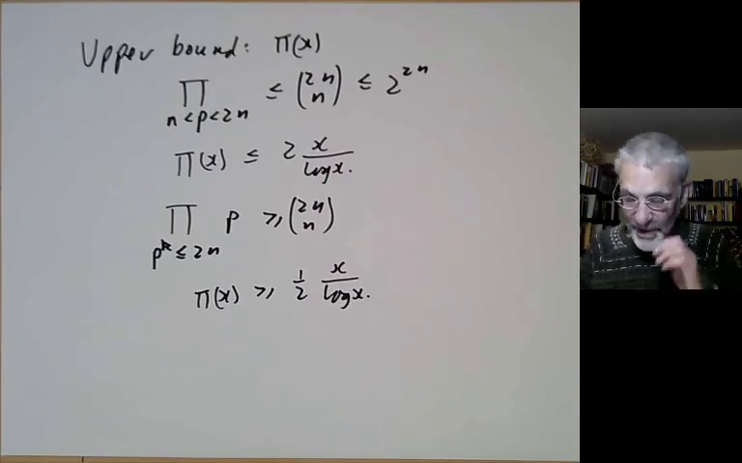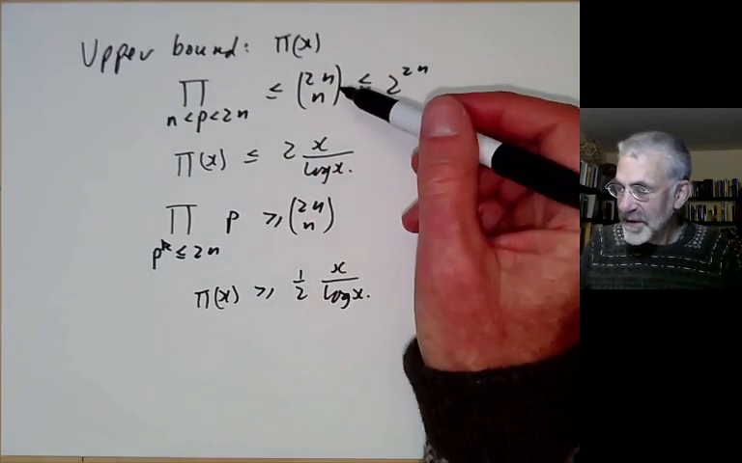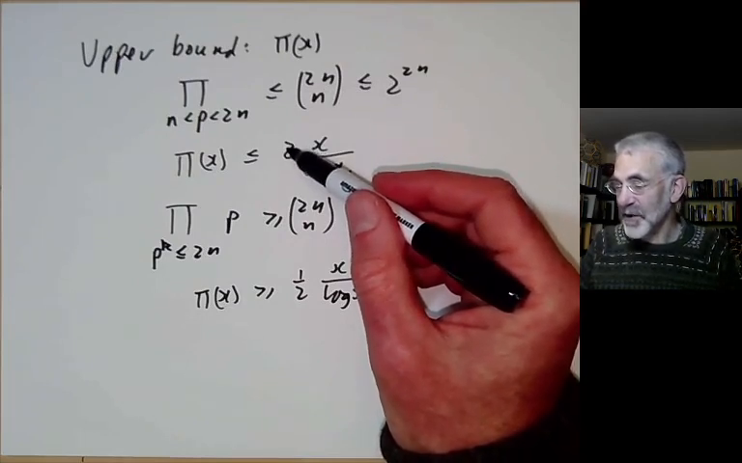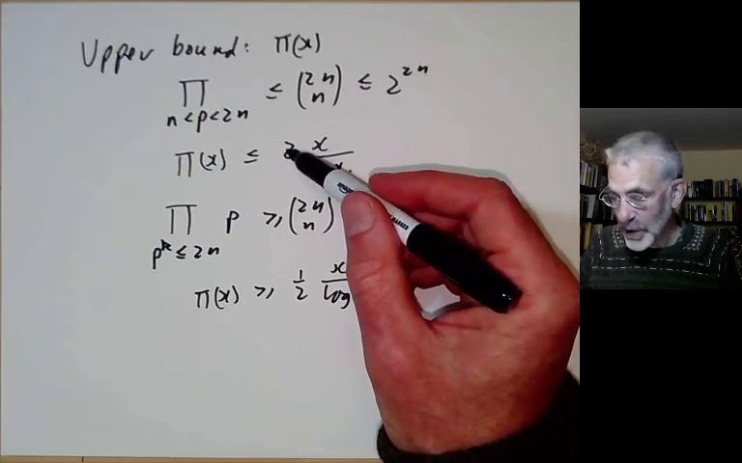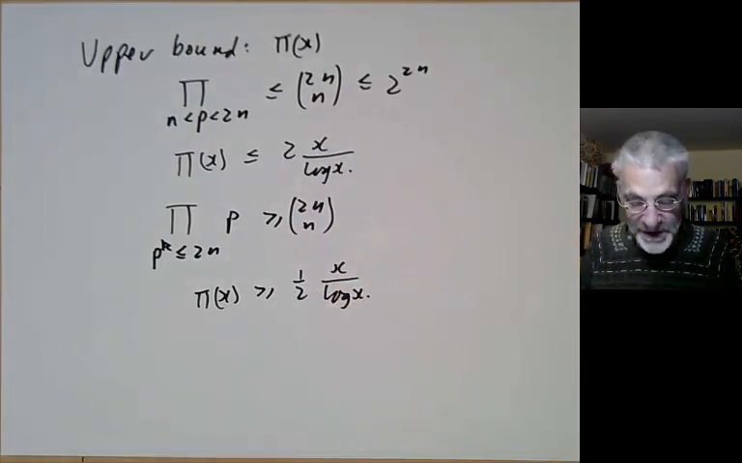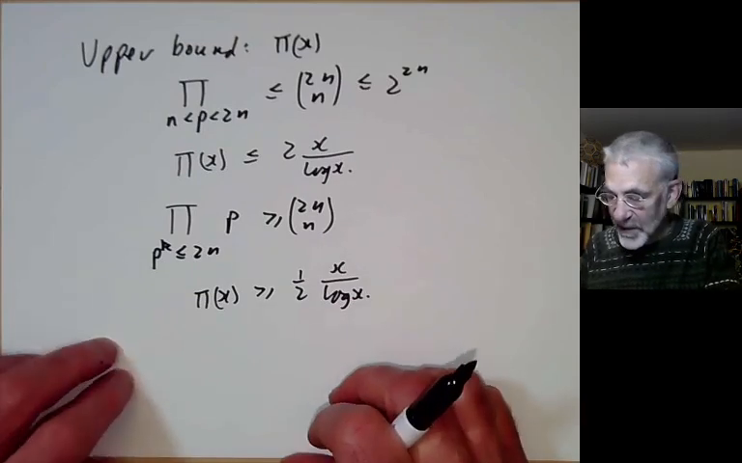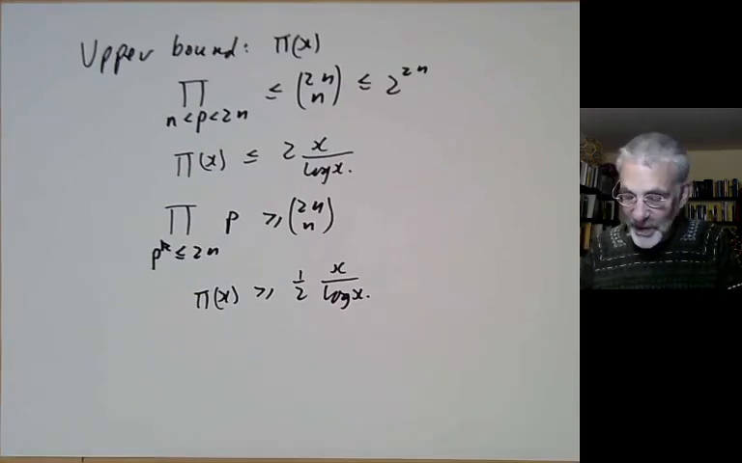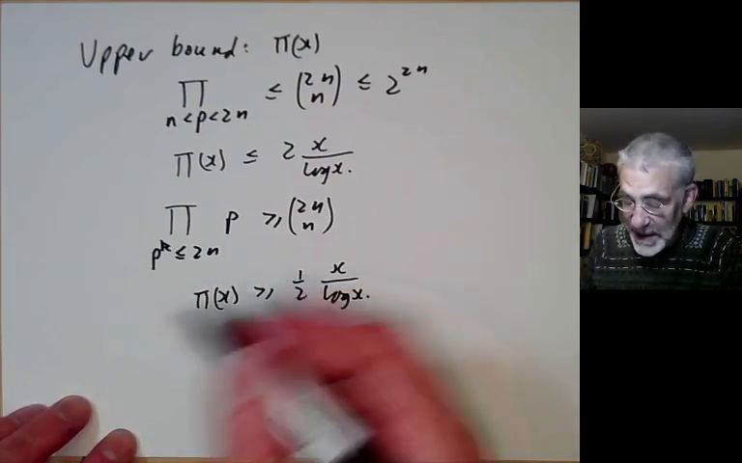However, it turns out to be very difficult to show that you can make this constant as close to one as you like, and the same for this constant, which is what the prime number theorem says. So what I'll do is recall the proof of the prime number theorem, sketch the proof of the prime number theorem.